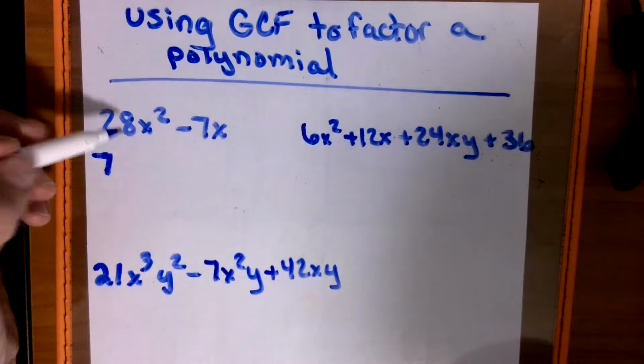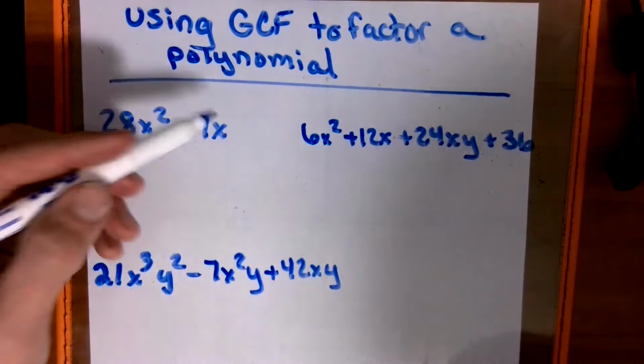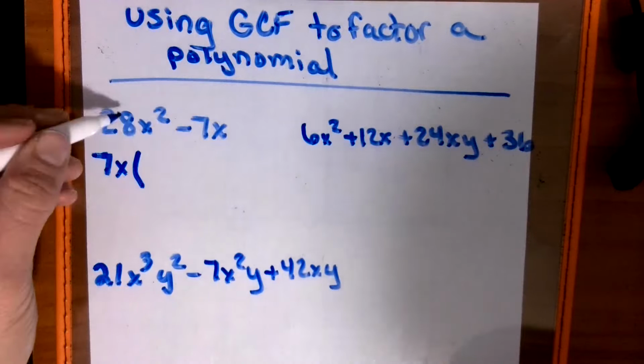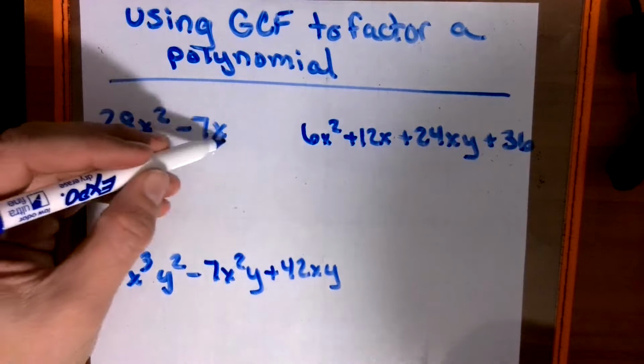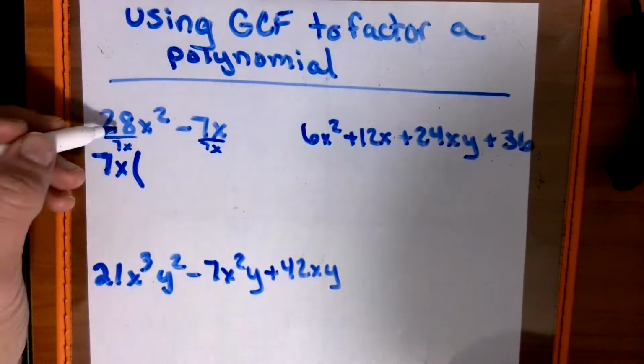And then you look, is there any letters in common? And yes, they have one x in common. This has two x's, this only has one, so we can only take one. So if I divide this piece and this piece, it's kind of like you're writing it underneath it, but you don't really have to write it underneath it. You're visualizing this going into this.